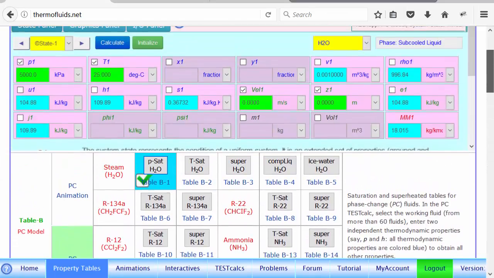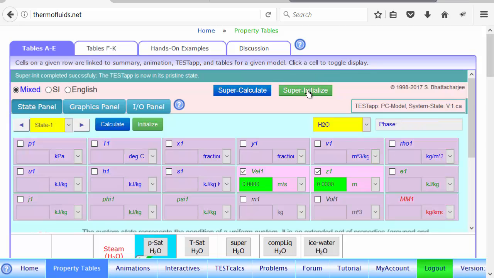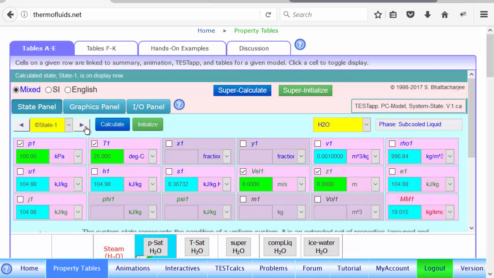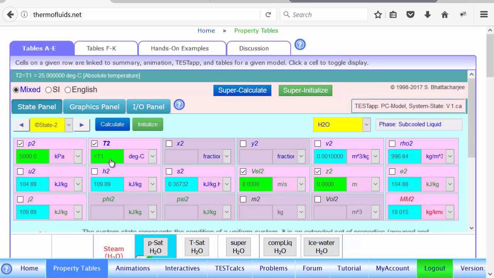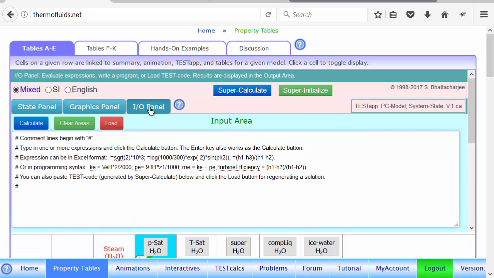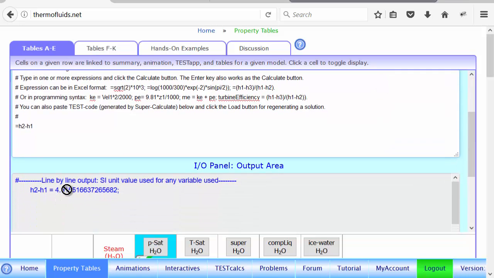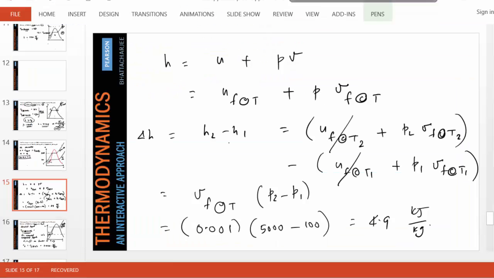We launch. The test tape is already there. Let's say super initialize. State 1 is given 100 kPa and 25 degrees Celsius. And state 2 is given 5,000 kPa and temperature didn't change. T2 equals T1. And in the I/O panel, we can go and find H2 minus H1, which is evaluated here as 4.9 in SI units. It will be 4.9 kilojoule per kg, and that's exactly what we got. So the answer has been verified.